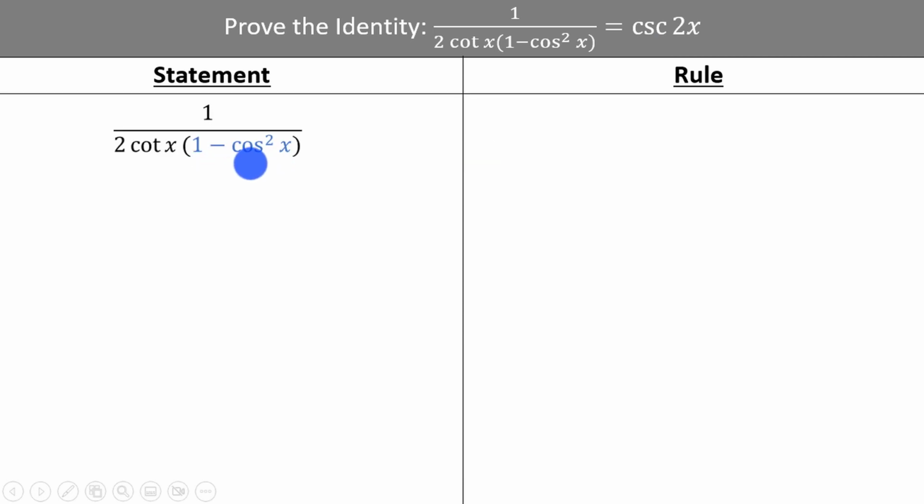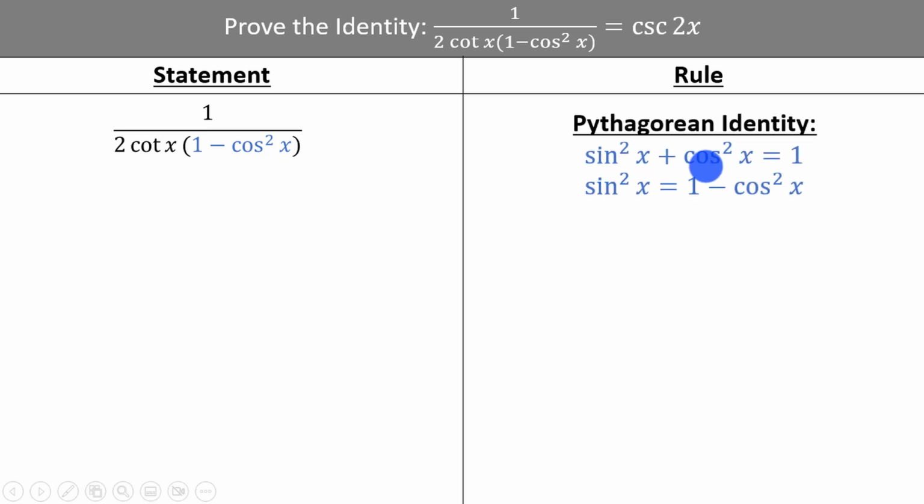You should recognize that 1 minus cosine squared is an algebraic manipulation of the Pythagorean identity sine squared plus cosine squared equals 1. I always remember that 1 minus sine squared or cosine squared is always equal to the other one, so 1 minus cosine squared is the same thing as sine squared. So we can replace 1 minus cosine squared with sine squared in our problem.